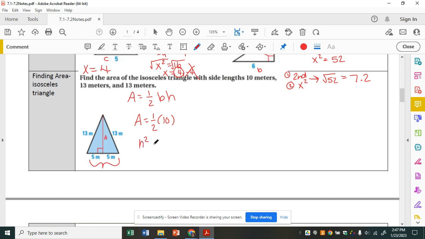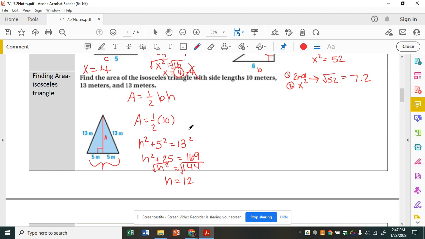So I'm going to have h squared plus 5 squared equals 13 squared, right? We're going to keep the h squared. 5 squared is 25. 13 squared is 169. When I subtract the 25 from both sides, I get h squared is equal to 144. And you can plug it into your calculator, or if you know off the top of your head, 144 is a perfect square. When you take the square root of 144, you would get 12. So we just did the Pythagorean theorem to help us figure out what h is.